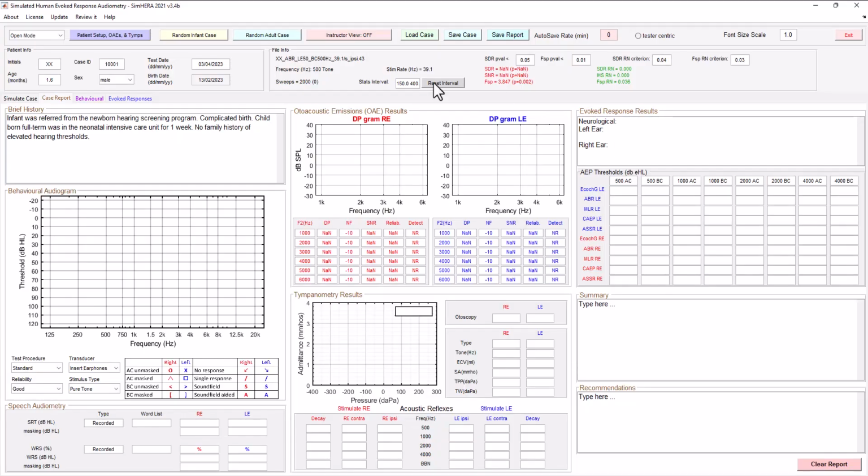We're just going to open up the SimHERA, and it already has a case loaded, but I'm not going to click on Simulate Case because that will show us the thresholds. So this infant has been referred from newborn hearing screening, complicated birth, but born full term with no family history of elevated hearing thresholds.